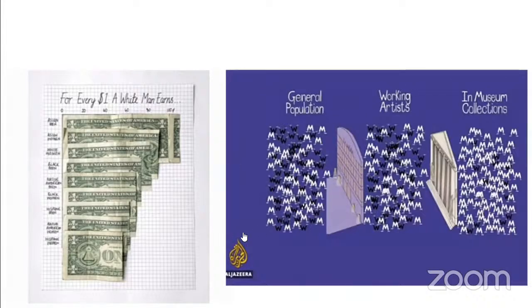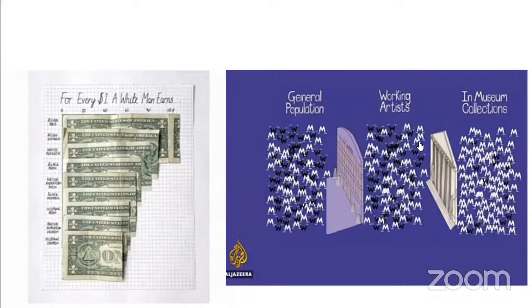And then another one has been done by Al Jazeera Labs. So, the general population: the distribution of men and women in a general sample population. And then M represents men and W represents women.